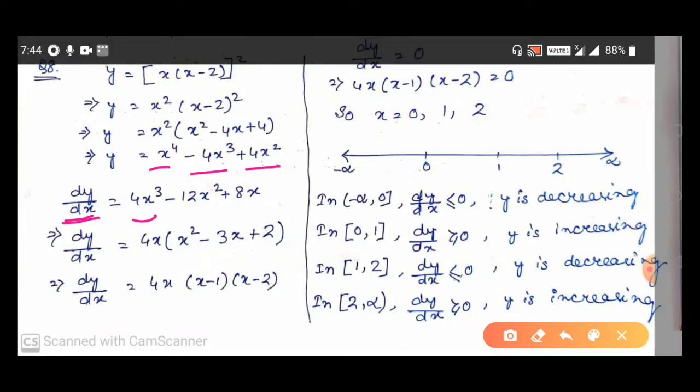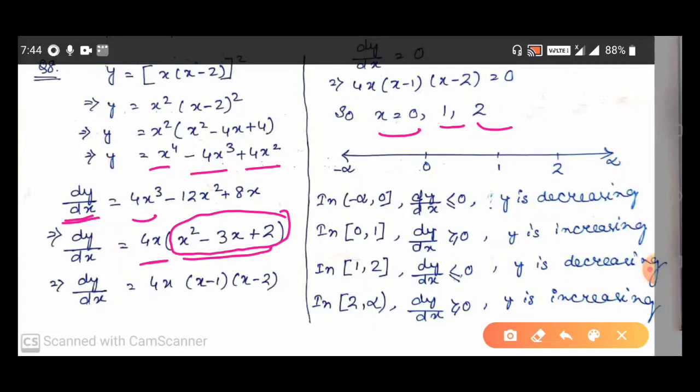So from here we can take common 4x. So within the bracket it will be x square minus 3x plus 2. By doing middle term splitting, from here we will get 4x into (x minus 1) into (x minus 2). Now we will take dy by dx equal to 0. Now from here we can get x can take values 0, 1 and 2.